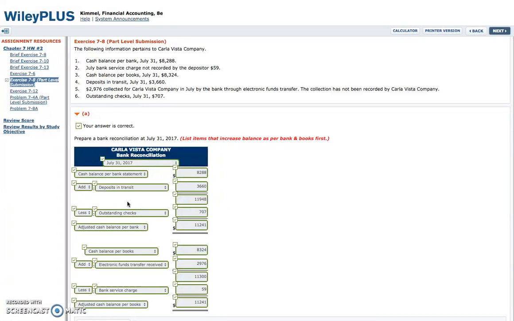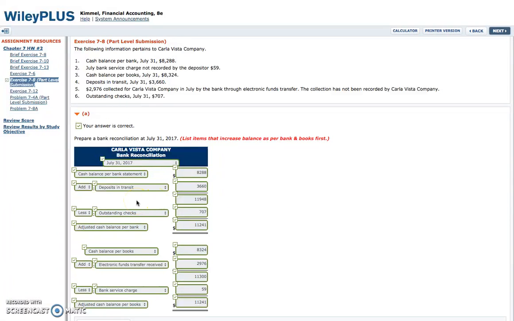Step 1 is we're going to add our deposits in transit. So the deposits in transit we add, it's a positive number of $3,660. When we add those two numbers together, 8288 and 3660, our total there is going to be 11,948.